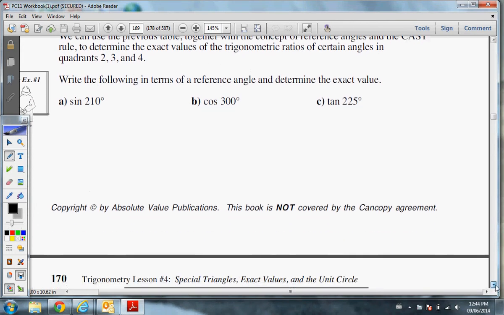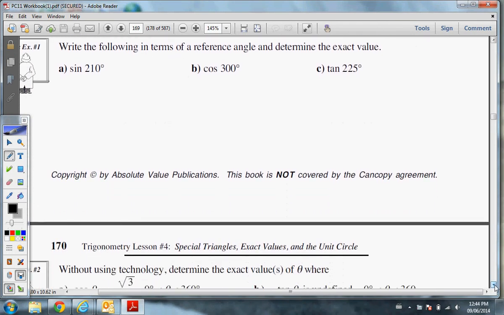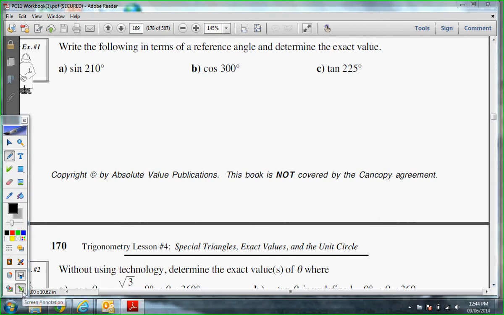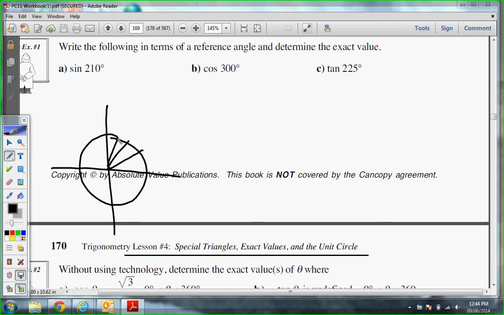What this says is, write the following in terms of a reference angle and determine the exact value. So we still want to go back to reference angles, because the unit circle is all about reference angles. It's going to come further, but I'll give you a quick start. The unit circle is cut into 30, 45, 60 triangles, and it does that for every section.